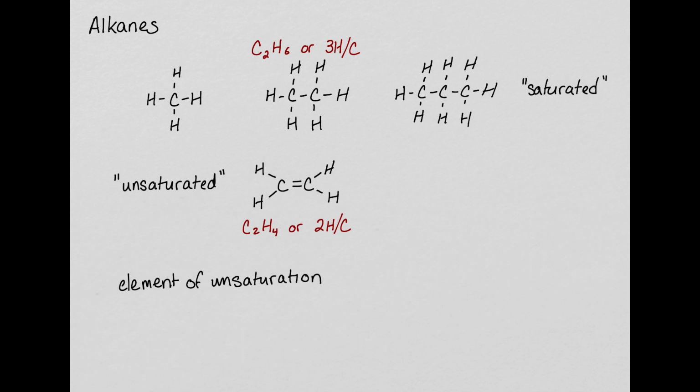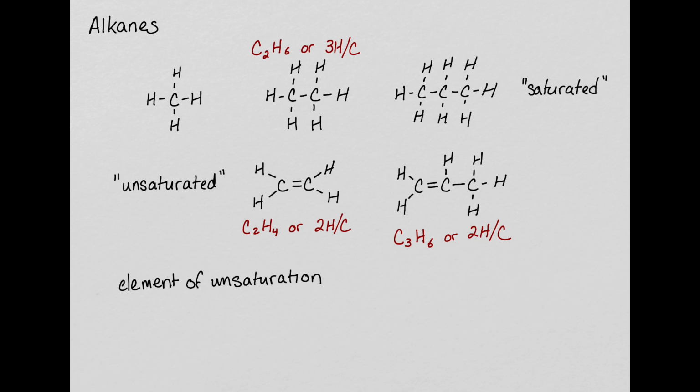Take a moment now and try to draw a 3-carbon hydrocarbon with a single element of unsaturation. Pause the video and restart once you have your drawing. A 3-carbon hydrocarbon with a single element of unsaturation looks like this. It's called propene. Now take a moment, pause the video, and determine its molecular formula. The molecular formula of propene is C3H6. Again, 2 hydrogens per carbon.